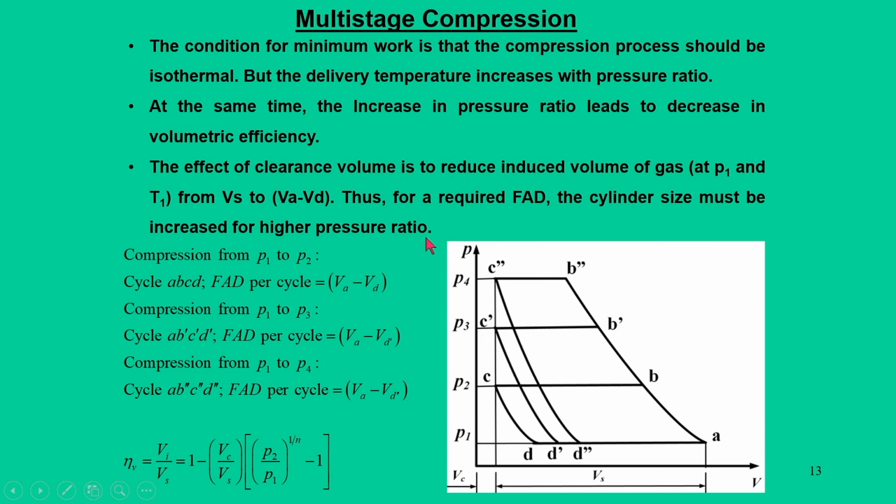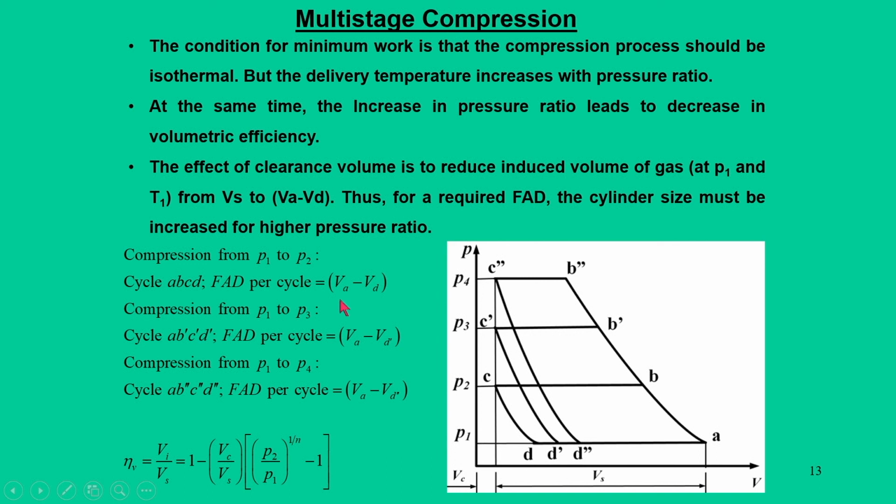That means if you want to go for a higher pressure ratio, single stage compression is not a viable option, and your cylinder size must increase. When you increase the cylinder size, the swept volume drops, and the actual volume that enters the system drops. Looking at this cycle, let us say we are undergoing a compression from P1 to P2. Then we can draw the actual cycle, which is A, B, C, D.